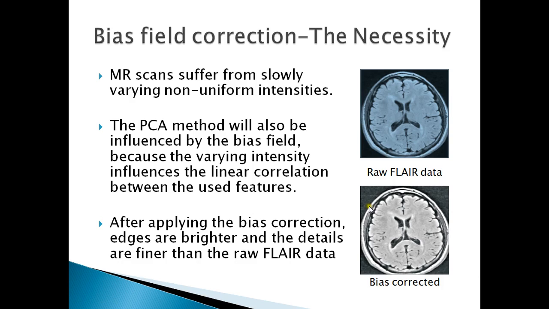Why is bias field correction necessary? MR scans generally suffer from slowly varying non-uniformity, also known as intensity inhomogeneities. The PCM method will also be influenced by the bias field because we have varying intensity problems, and these will influence the correlation values between the used features. After applying the bias correction, you can see from this figure that the edges are brighter and the details are finer than the raw flat data.